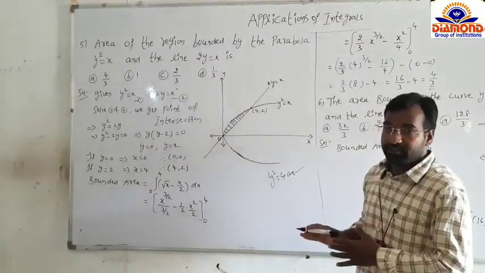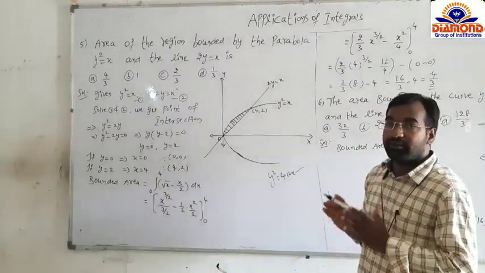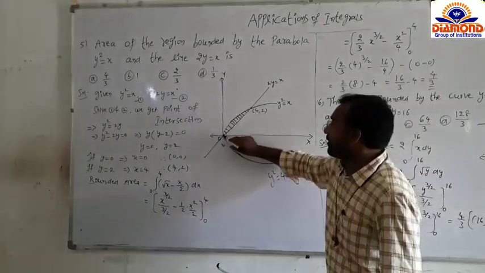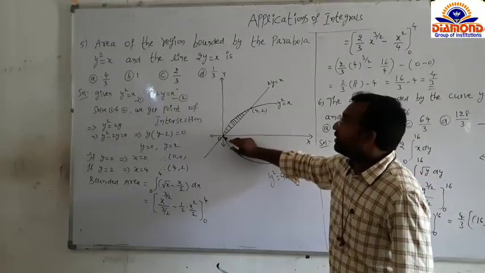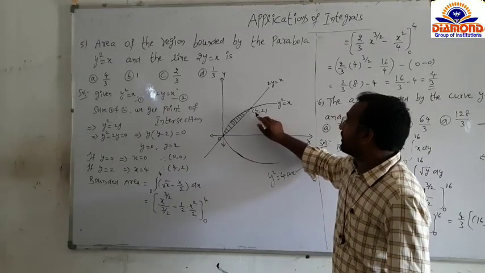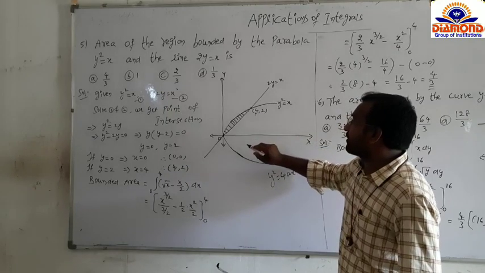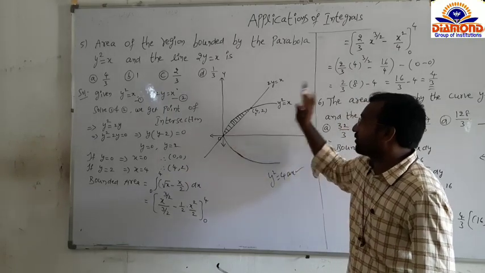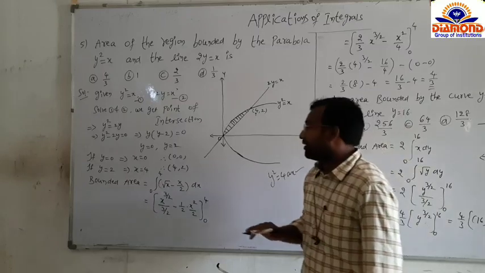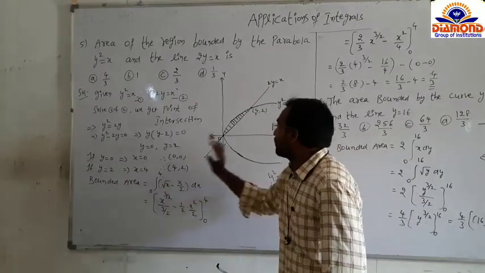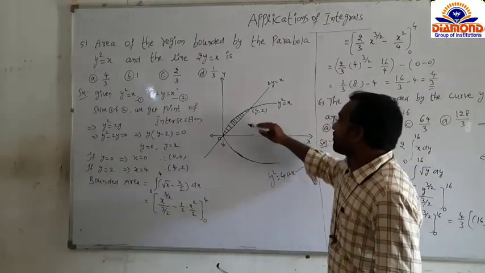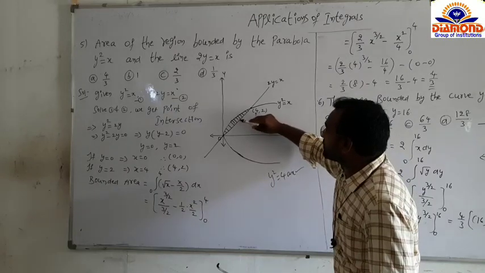With respect to x axis. That's why you need x limits only. So here one point is origin, so x equal to 0. Another point is 4 comma 2, so here x value is 4. So limits you can take 0 to 4. So bounded area is 0 to 4.